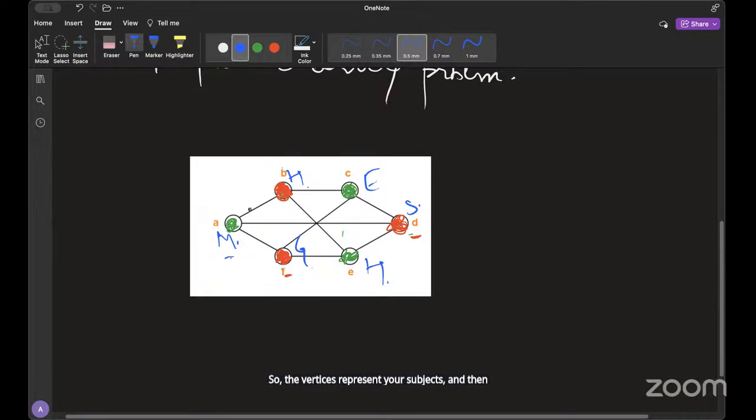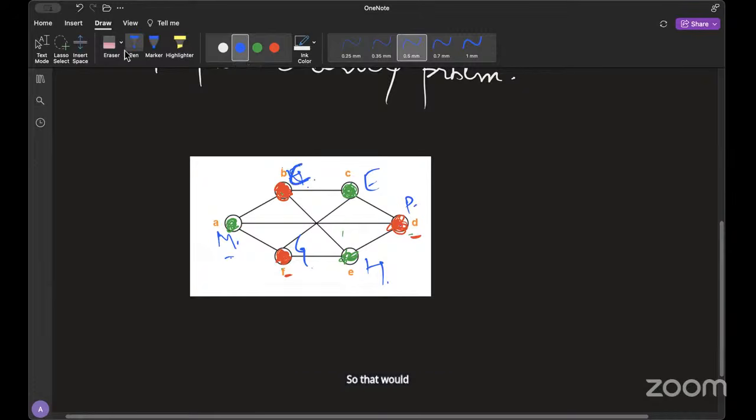And then let's say these edges. So what we're trying to do is we're trying to make a date sheet. So if these two, or let's not even take this thing. Let's take something different. Let's take physics here. And let's take chemistry here instead.